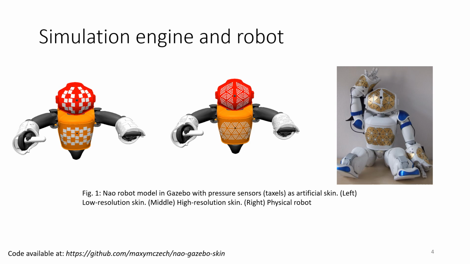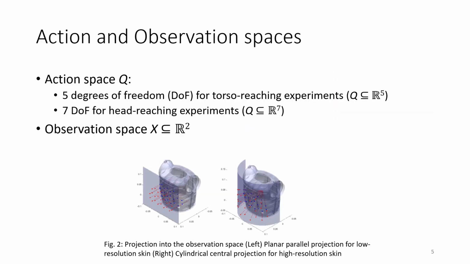We used the Gazebo simulator and one of the publicly available NAO models that we modified to include taxels at the same locations as our physical NAO. Reaching was attempted towards the torso and the head, using only the right hand, the one with the finger. Two versions of the models are available, one with a low-resolution skin and one with high-resolution skin.